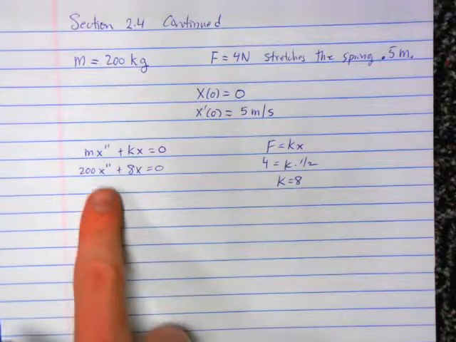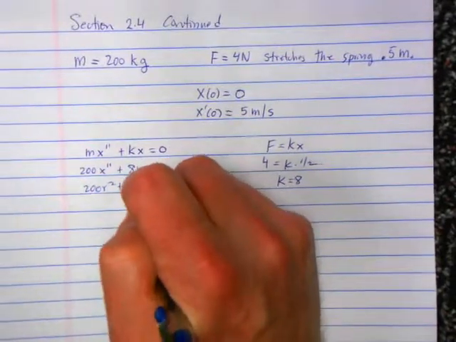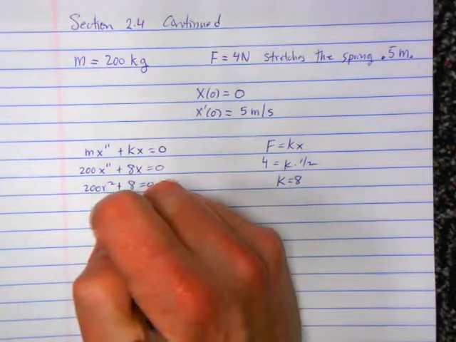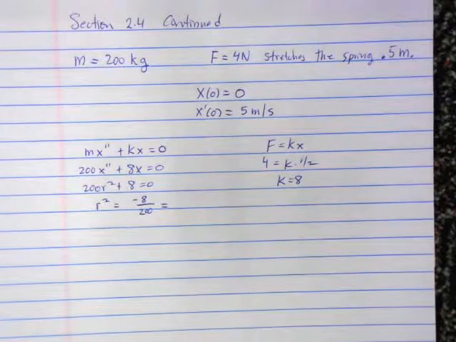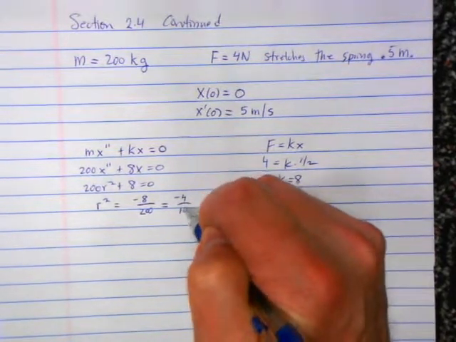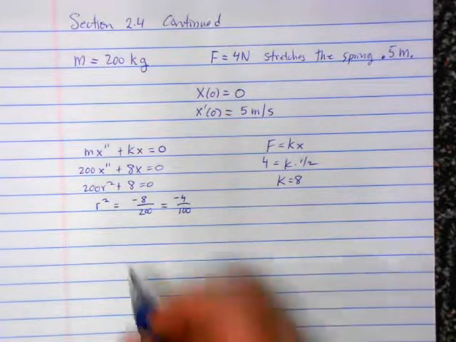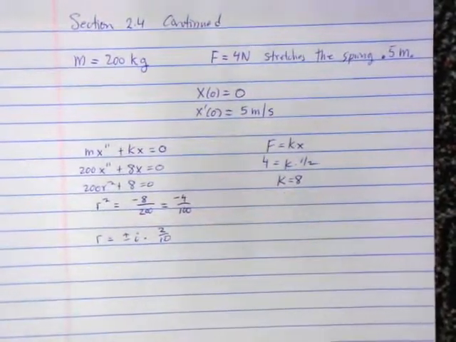Okay, so what you're doing is you're writing down the characteristic polynomial. 200r squared plus 8 equals 0. So r squared is minus 8 over 200, which is the same as minus 4 over 100. And I know I could reduce further, but I really like it written as 4 over 100. How come? Because when I go to square root, I can square root top and bottom, can't I? So r is plus and minus i times 2/10.